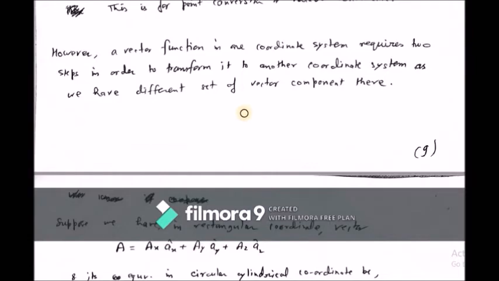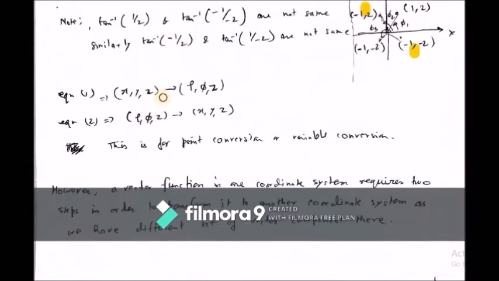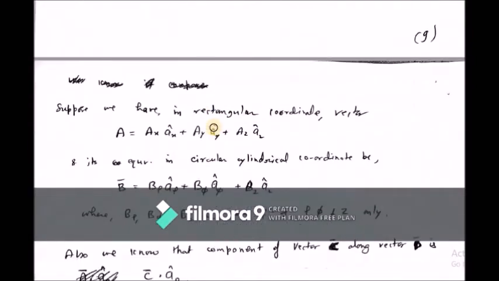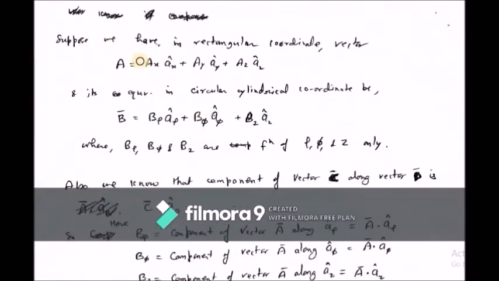So now I will take that vector component. This is just a point, now I am going to take the vector component. Suppose in rectangular coordinates the vector is ax in direction of ax plus ay in direction of ay plus az in direction of az, and its equivalent in the circular cylindrical coordinate system is B. Suppose this is denoted by B, and it is b rho in direction of a rho plus b phi in direction of a phi plus bz in direction of az.